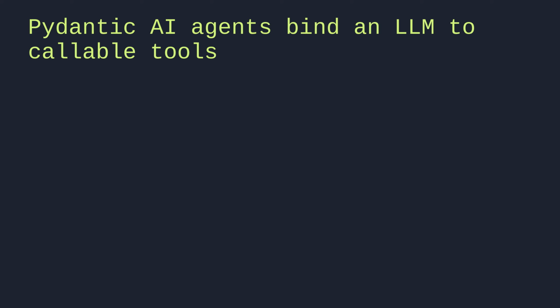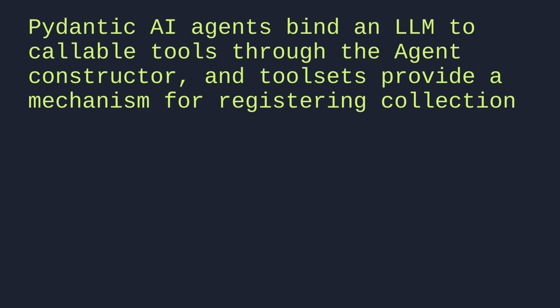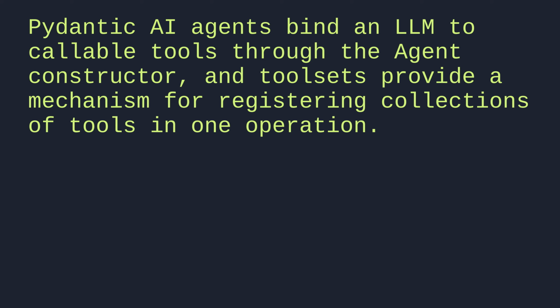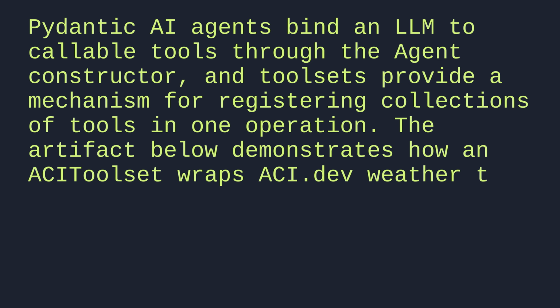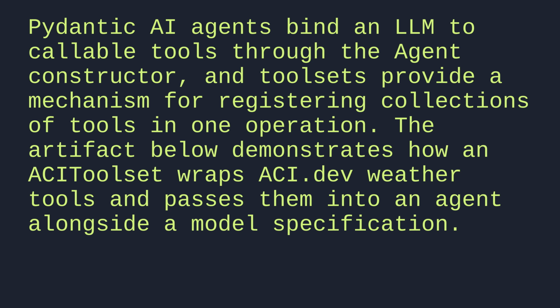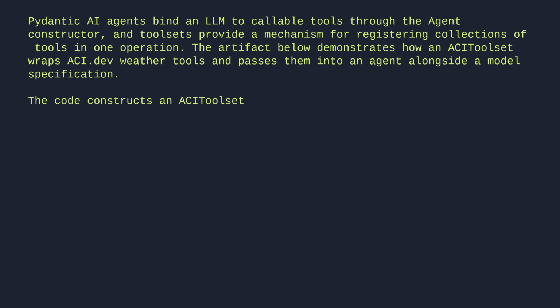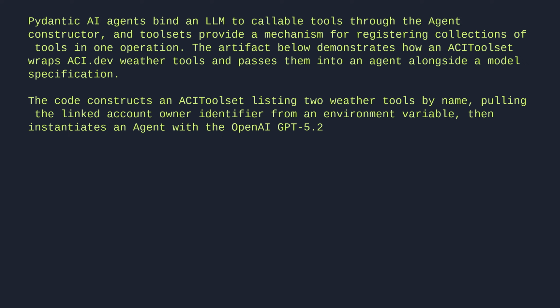Pydantic AI agents bind an LLM to callable tools through the agent constructor, and toolsets provide a mechanism for registering collections of tools in one operation. The artifact below demonstrates how an ACI toolset wraps ACI.dev weather tools and passes them into an agent alongside a model specification. The code constructs an ACI toolset listing 2 weather tools by name, pulling the linked account owner identifier from an environment variable, then instantiates an agent with the OpenAI GPT-5.2 model and the toolset as its only capability.